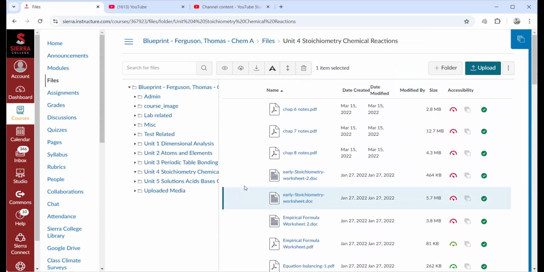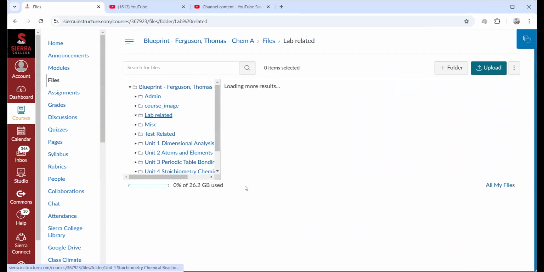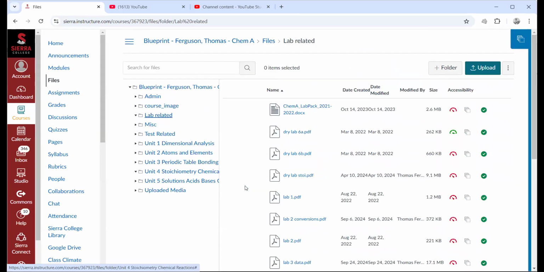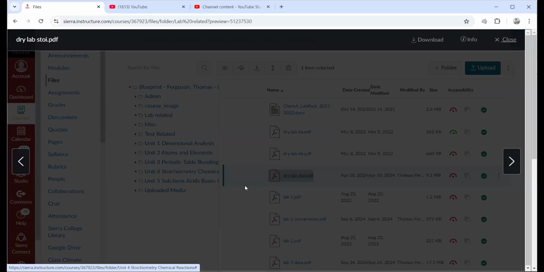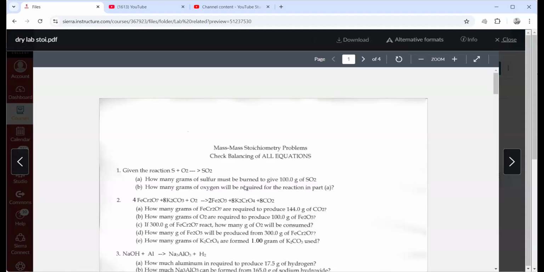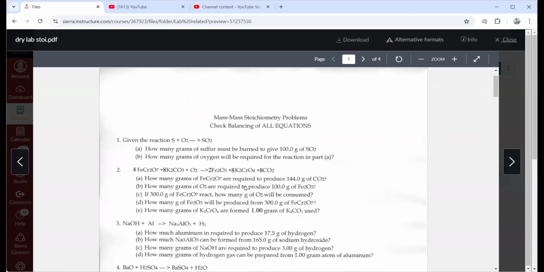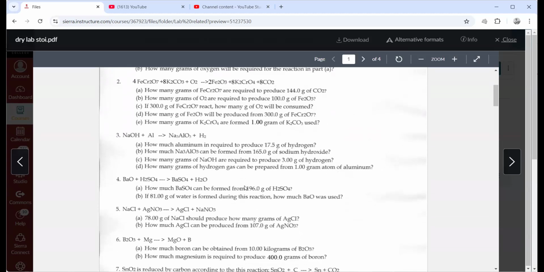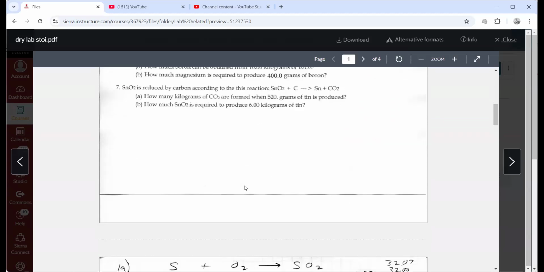Now, one other thing. This is the lab substitution worksheet. Mass stoichiometry problems. That's what we're doing today. So the lab called net ionic equations, you do this one instead. Now, these are all stoichiometry problems.